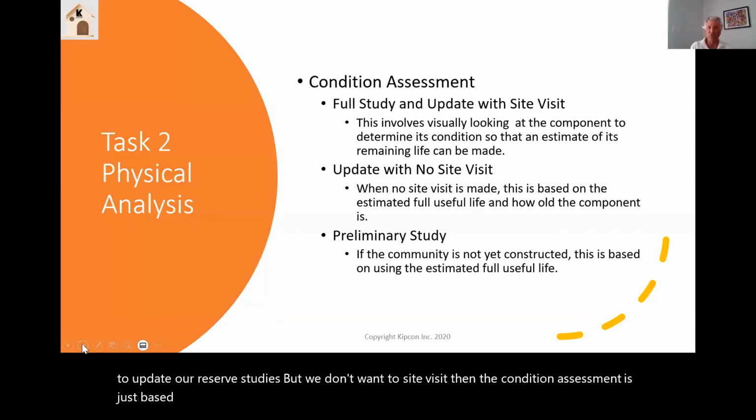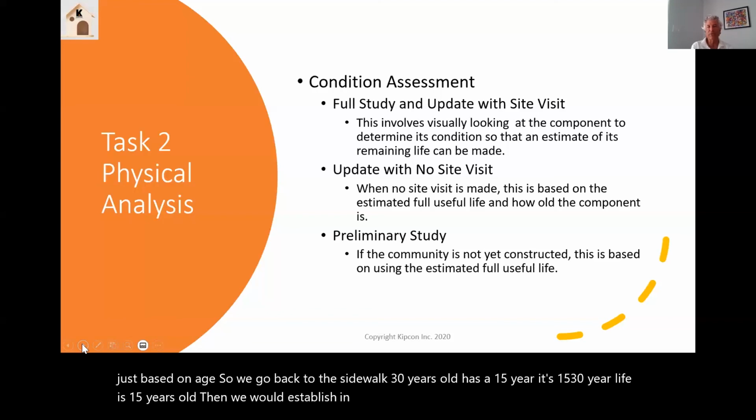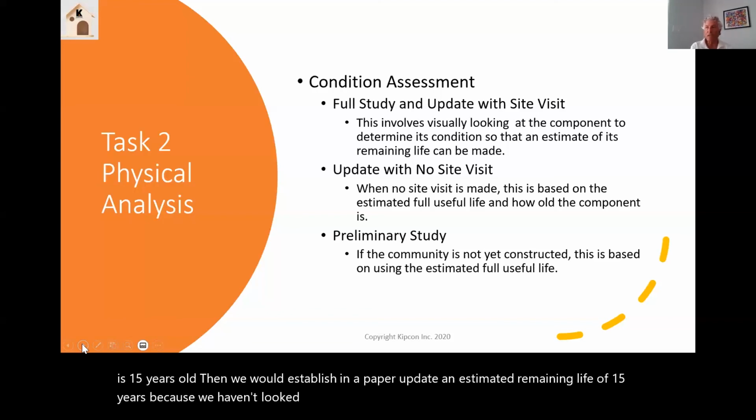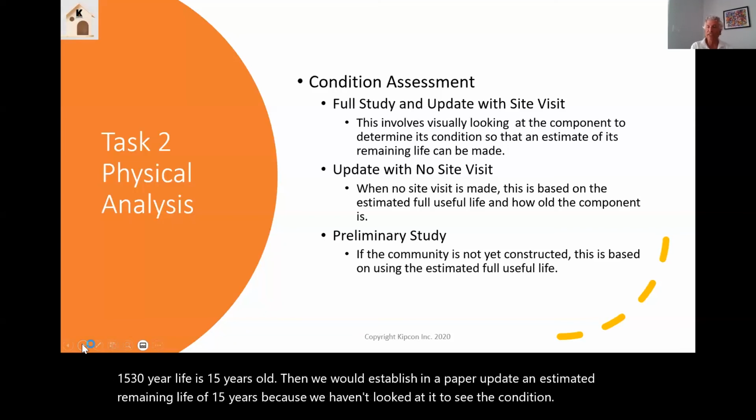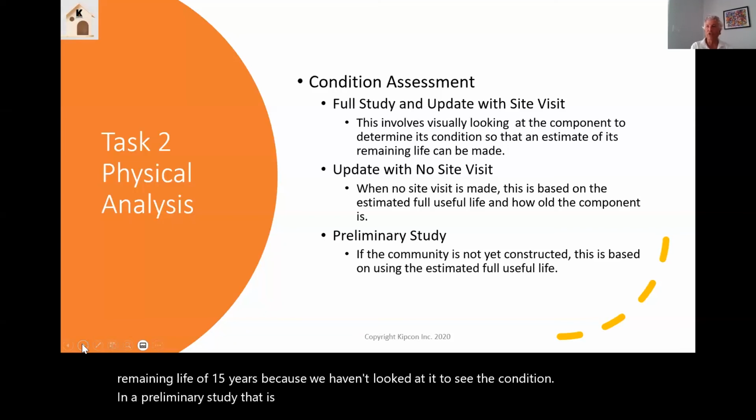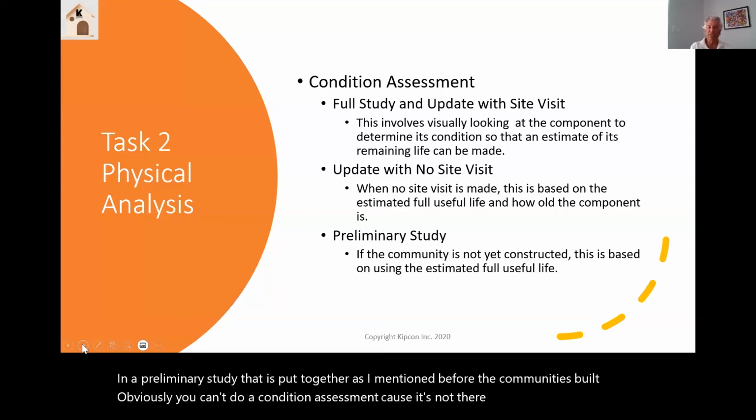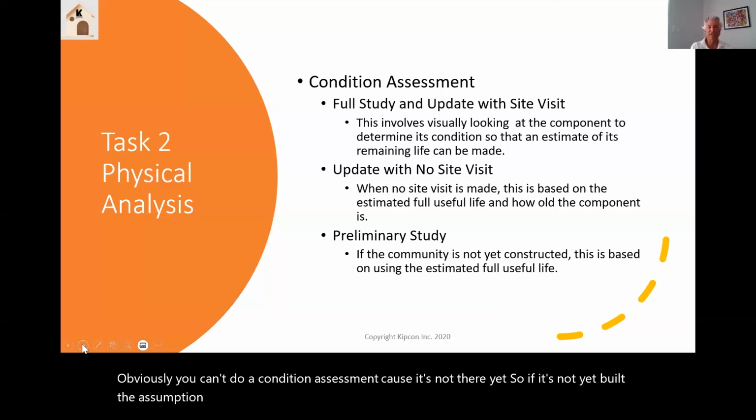So we go back to the sidewalk, which has a 30-year life and is 15 years old. Then we would establish in a paper update an estimated remaining life of 15 years because we haven't looked at it to see the condition. In a preliminary study that is put together, as I mentioned before the community is built, obviously you can't do a condition assessment because it's not there yet. So if it's not yet built, the assumption is that everything will attain its full useful life.